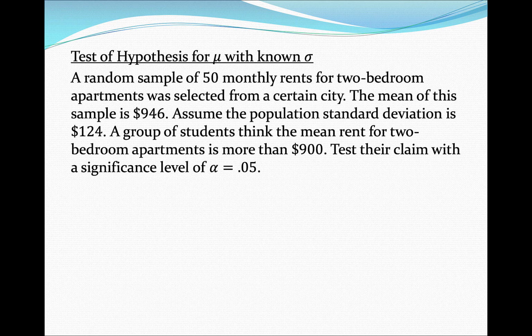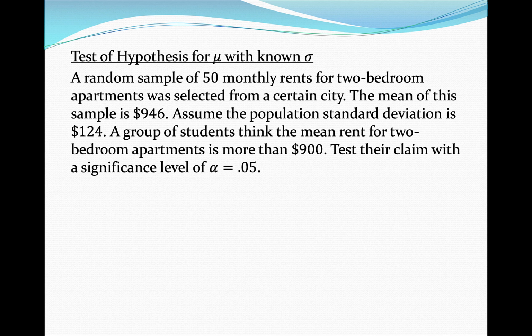So if we read through this scenario, it says a random sample of 50 monthly rents for 2-bedroom apartments was selected from a certain city. The mean of this sample is $946. Assume the population standard deviation is $124. So do notice we know the population standard deviation. It's important to notice that when you read this, so that is sigma.